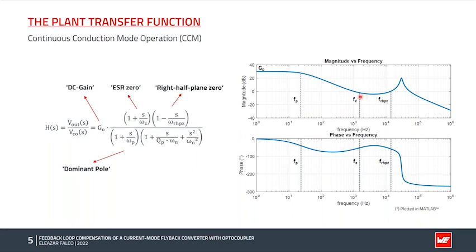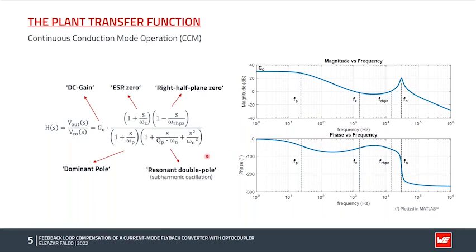Then we have the right half plane zero, which acts like a zero in the magnitude, causing it to increase, but it behaves like a pole in the phase curve, causing it to decrease, so adding more phase lag as shown here in the curve.